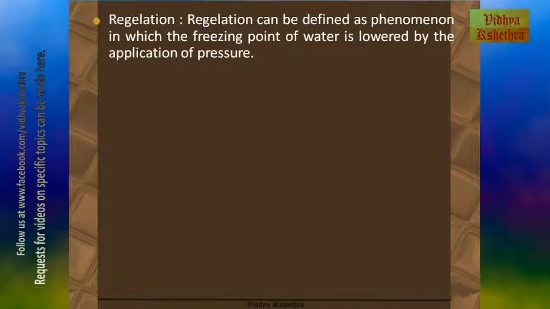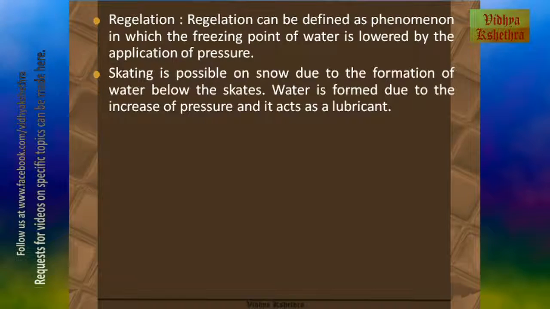Now, regulation. Regulation can be defined as a phenomenon in which the freezing point of water is lowered by the application of pressure. Some of the consequences of regulation that we can see are: skating is possible on snow due to the formation of water below the skates. Water is formed due to the increase of pressure and it acts as a lubricant.